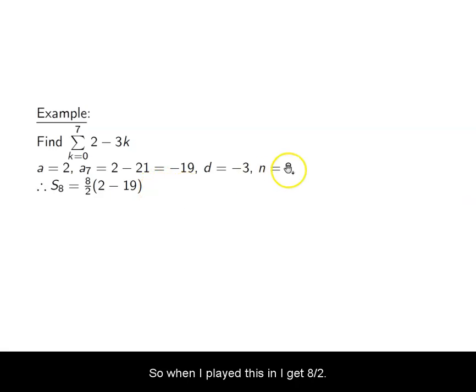So when I plug this in, I get 8 over 2, times 2 plus this value, negative 19, so I could just subtract them. So my sum would be negative 68 if I added up all of these terms.